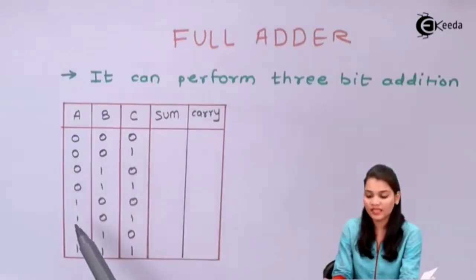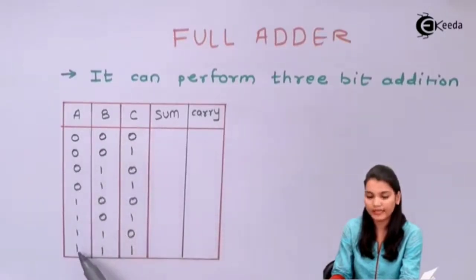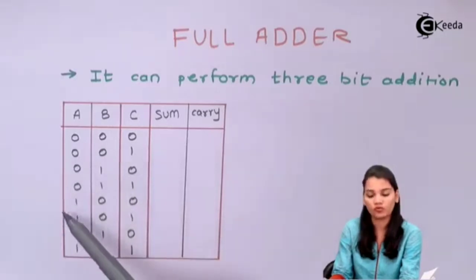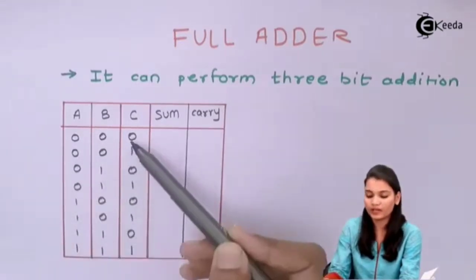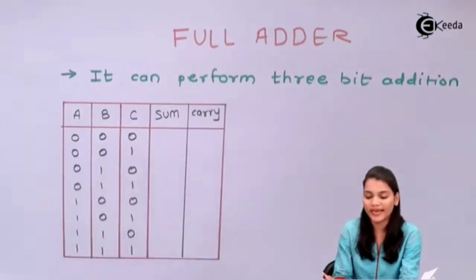Now we have considered the different cases of A, B, C, and these are the 8 different cases. So first of all we have taken 4 zeros, 4 ones, then 2 zeros, 2 ones, 2 zeros, 2 ones, and then alternate 0 1 0 1. So here we are going to perform the binary addition.